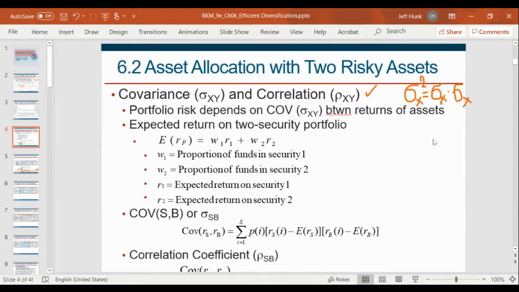And covariance is what? That's the variance of x. And if you have variance of y, what would it look like? Of course, variance of y would look like this too, which is also standard deviation of y squared.